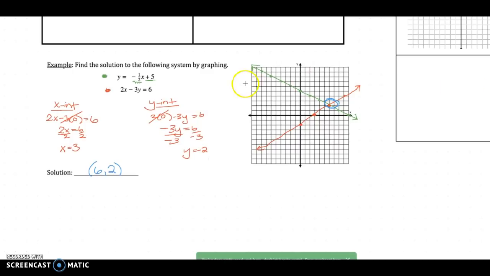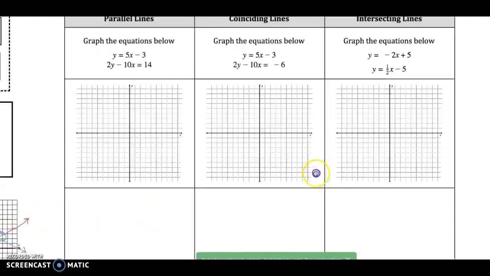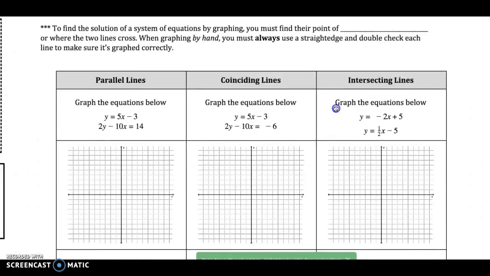So now there's a couple of special solutions. So this is kind of the gist of what we are doing. We're going to graph 2 lines, see where they cross. That point is the solution. But then there are some special things that happen. Really quickly, this last little part, it says to find a solution to a system, you must find their point of intersection. And then it's just really important that you use a ruler and you double check. Because if you're even a little bit off, you'll get the wrong intersection point. So you got to make sure you're super careful. That's why I did so many dots when I did mine.